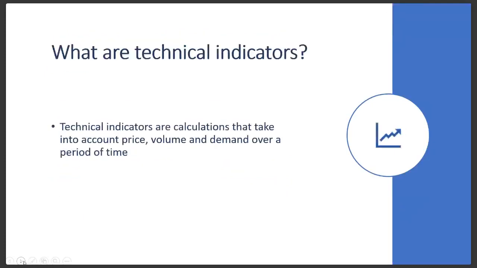Now, those who believe in technical analysis or try and use technical analysis to judge where the asset may go, they use things called technical indicators. Okay, technical indicators. And technical indicators are basically calculations that take into account price, volume, and demand over a period of time.